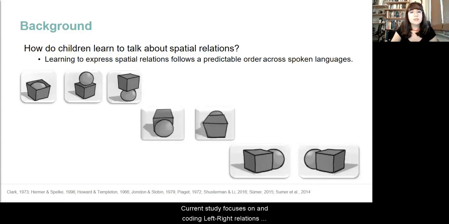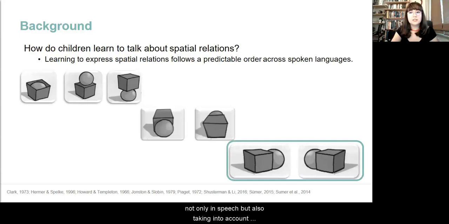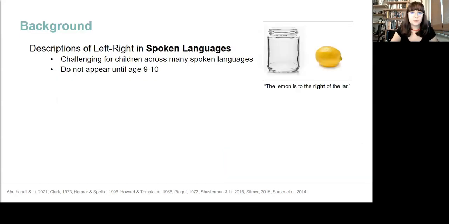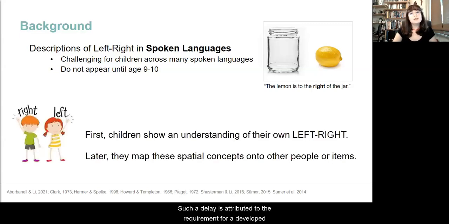The current study focuses on encoding left-right relations not only in speech, but also taking into account co-speech gestures. Describing left-right relations between two entities in spoken languages is challenging for children, and encoding left-right relations between items may not appear until 9 to 10 years of age. Such a delay is attributed to the requirement for a developed understanding of children's own left-right and then mapping of these concepts to other people or objects.